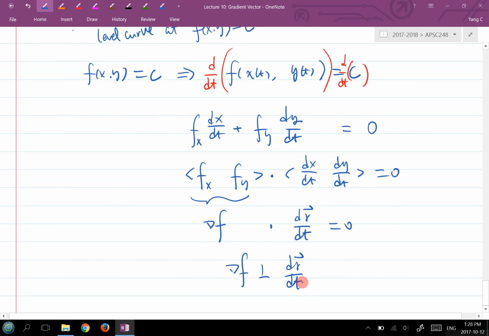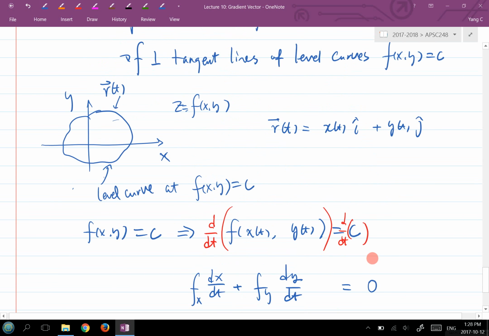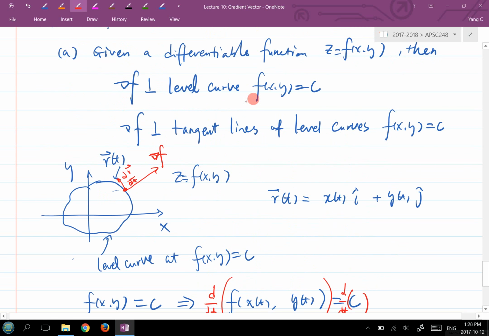That make sense? So now you go back to the graph right here. If I pick a point on the level curve, for example over here, first I'll draw dr over dt. dr over dt is a tangent vector, so it's tangent to the level curve. And then you draw the del f, and del f is perpendicular to dr over dt. So that essentially proves the first part, part A of the theorem.